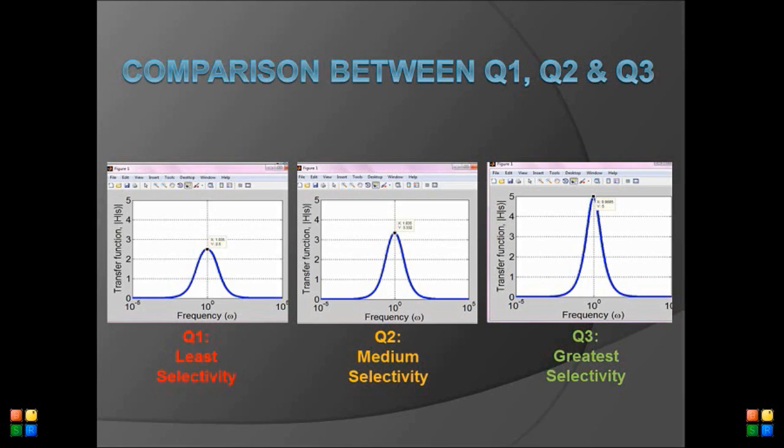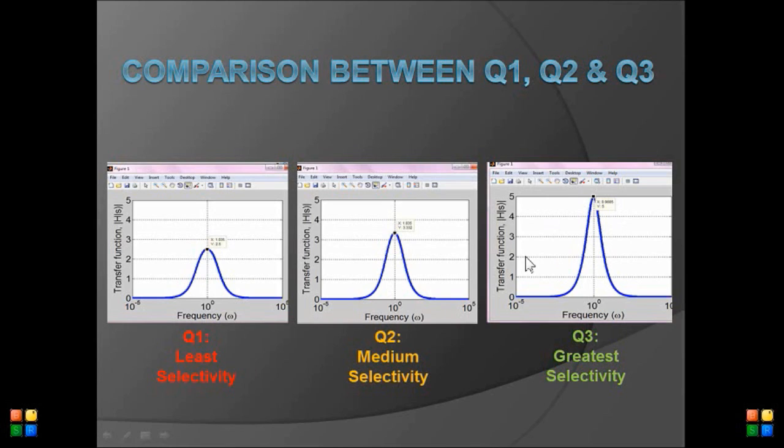Last, we proceed with the comparison of Q1, Q2 and Q3. First, we state that the values of L and C are the same for the three conditions. However, we use a different value of R for each condition. For Q1, the value of R is 8 ohm. For Q2, we use 6 ohm. And for Q3, we use R of 4 ohm.